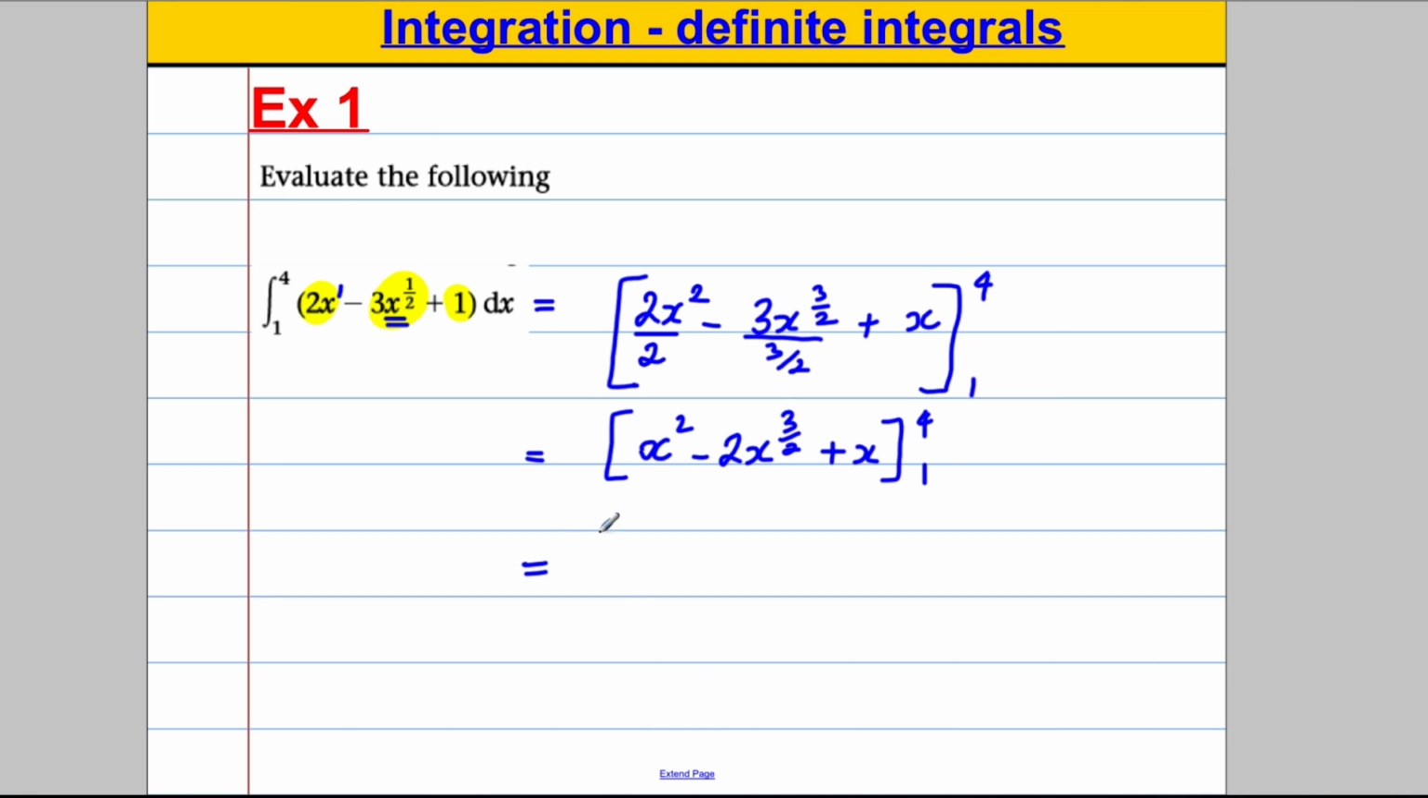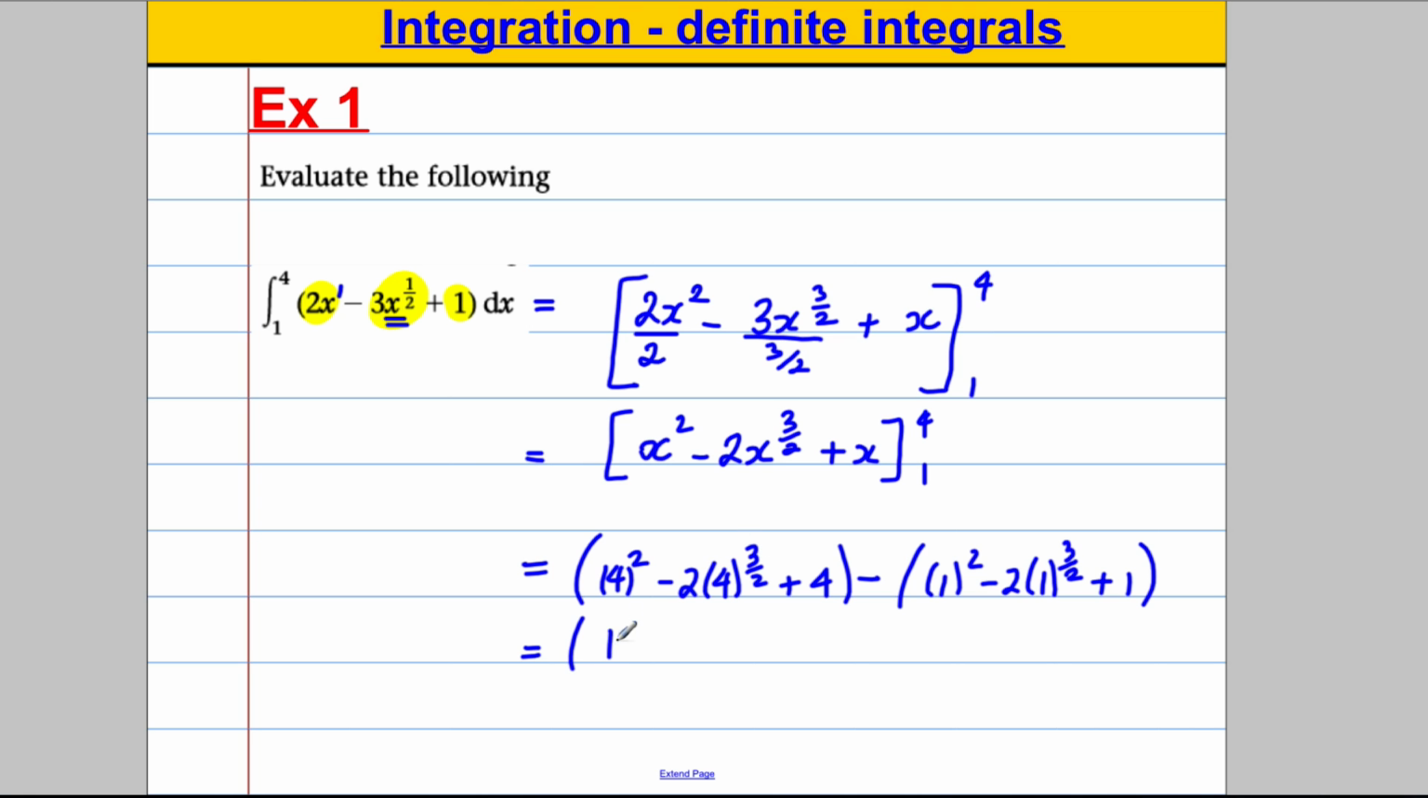Now we can just put in the numbers. Let's put 4 in first. So I'm going to put a bracket there and say this is 4 squared. Take away 2, 4 to the 3 over 2 plus 4. Subtract the answer when I put 1 in. So 1 squared, take away 2, 1 to the 3 over 2 plus 1. Okay, like that. Now we're going to work out the first one.